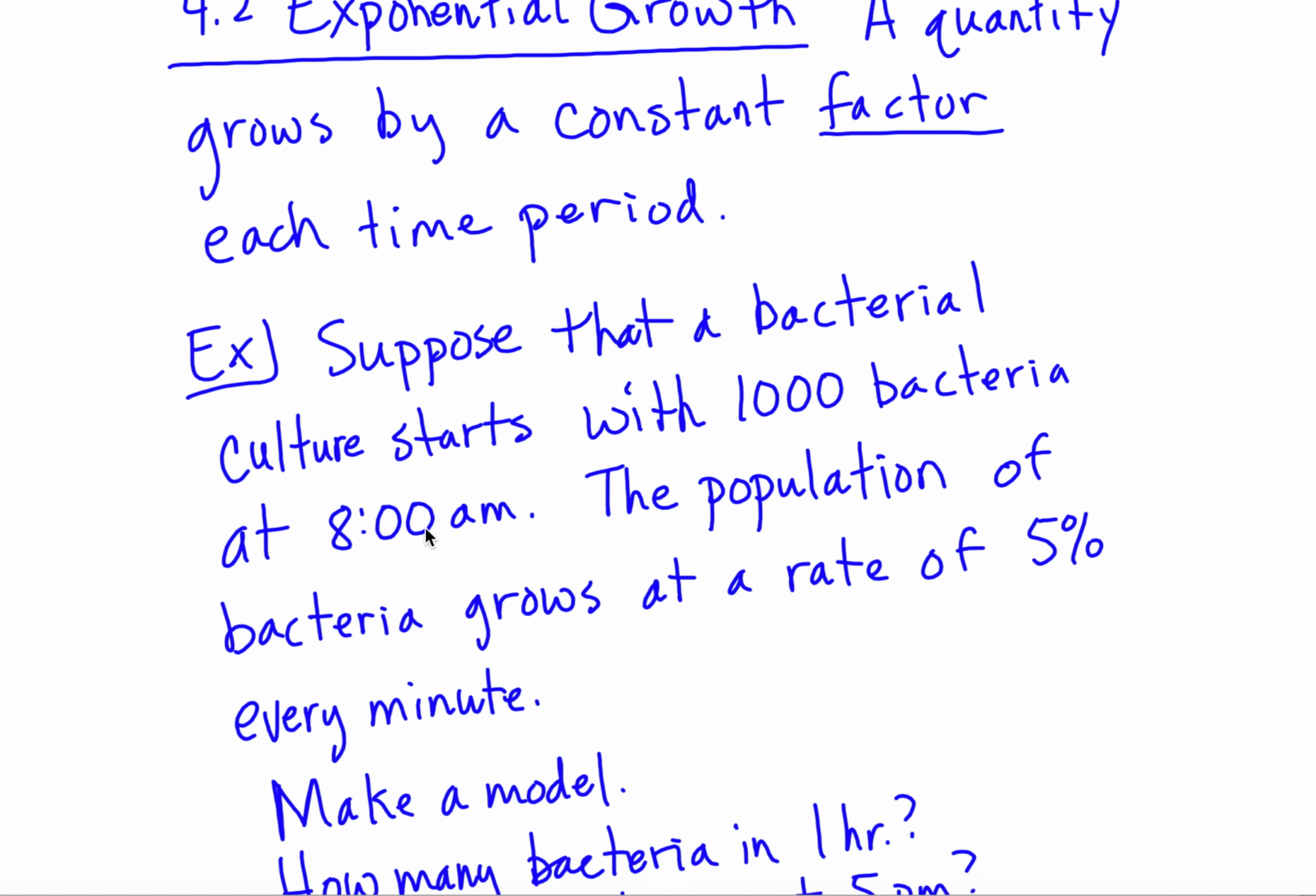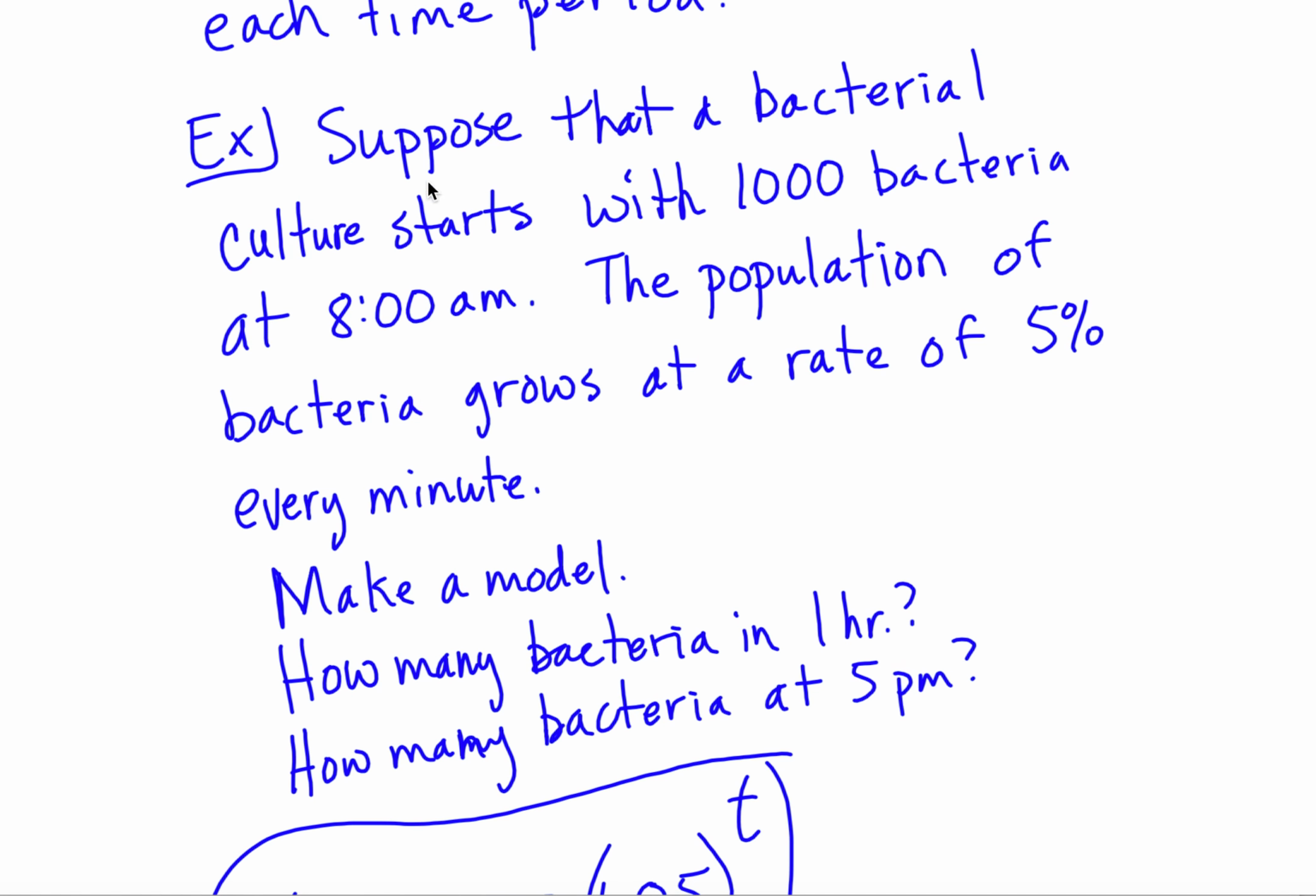Let's go with an example. It'd be helpful to look at what's happening. Suppose that a bacterial culture starts with 1,000 bacteria at 8 a.m. So we know how many bacteria are there at the start. At the start, we're calling 8 a.m. And the population of the bacteria grows at a rate of 5% every minute. So if it's every minute, in 1 minute, we're going to have 5% more.